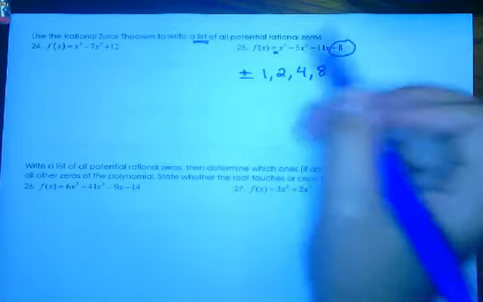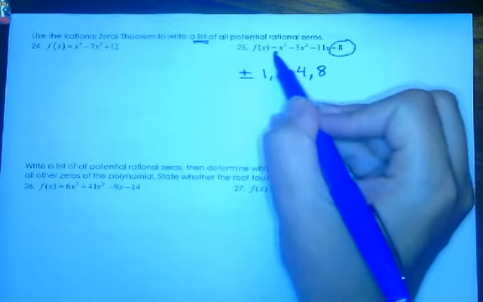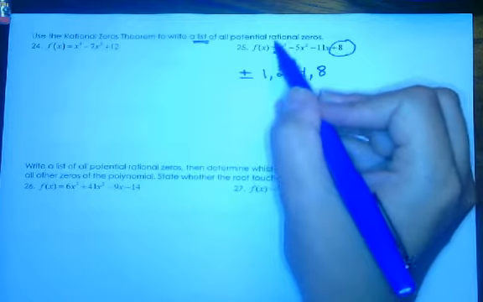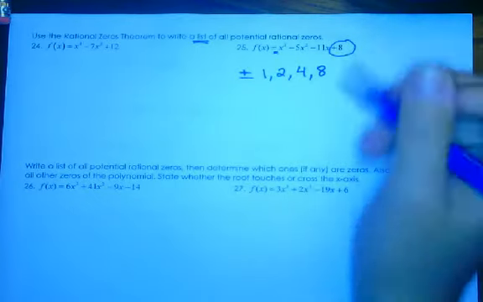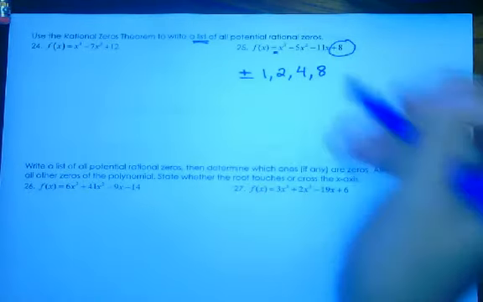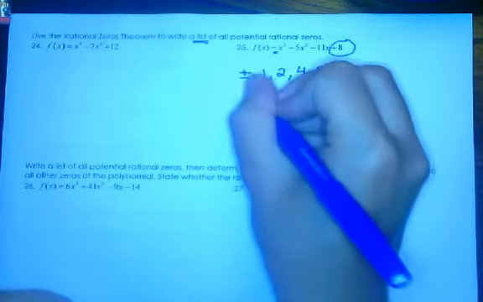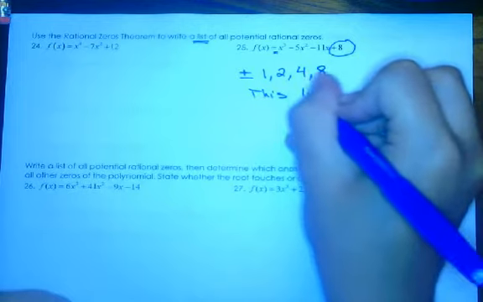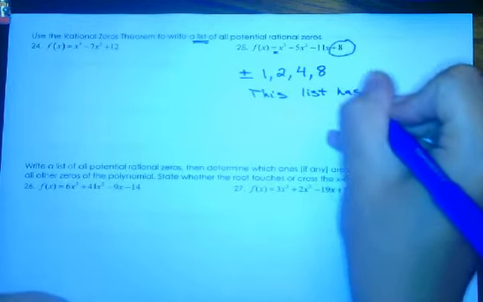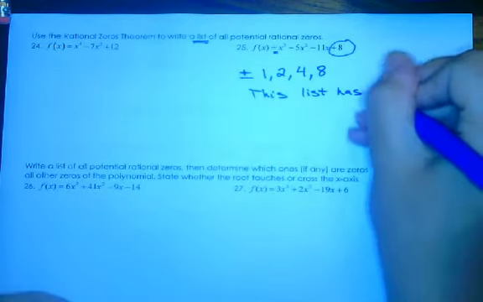Then you have to take those and divide them by the factors of the first number. Well, lucky for us, the coefficient there is just 1, so I don't have any additional ones. Okay? So that means my list has a total of 8 numbers.